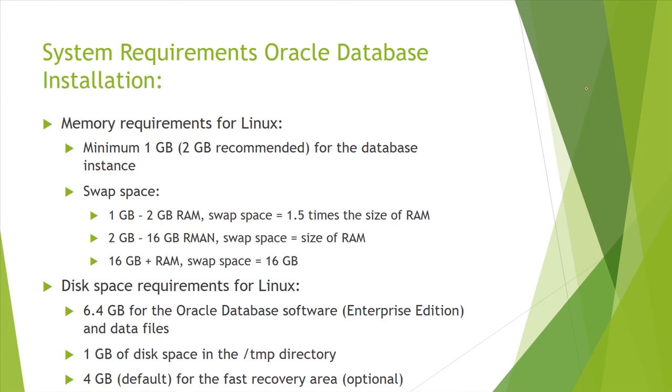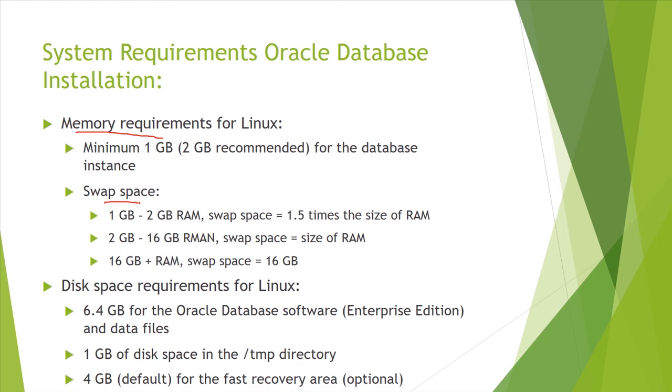System requirements for Oracle database installation. Before starting the installation of Oracle database software on the target server, your target server must have the following minimum requirements. The first one is memory requirements: minimum 1 gigabyte, 2 gigabytes recommended for a database instance. But if you plan to create a database, for example, with a 20 gig SGA and a 10 gig SGA, you have to consider this in your RAM size.